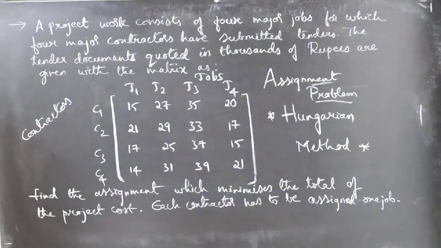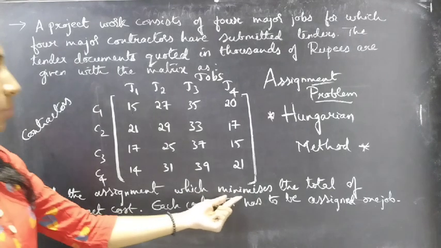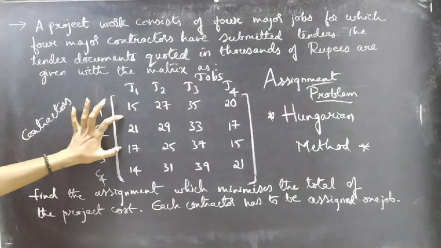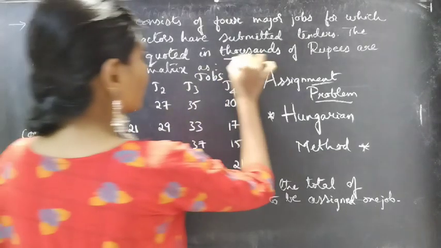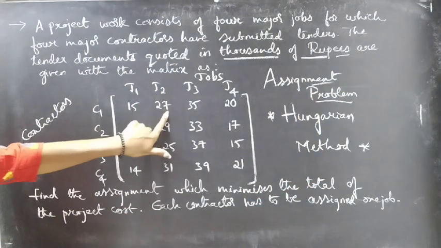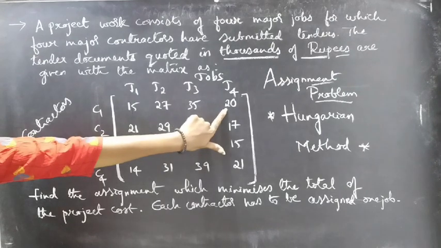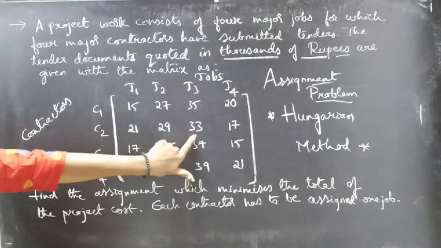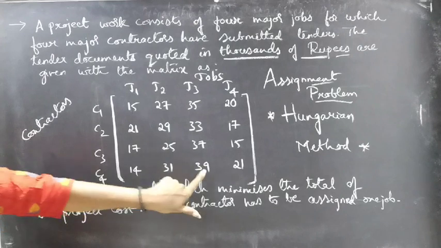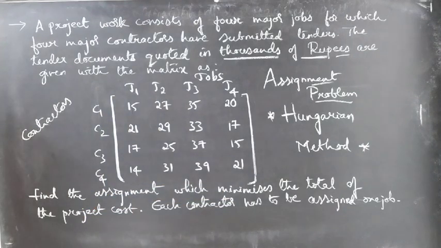Okay, so we are asked to find the assignment which minimizes the total of the project cost. That means which minimizes the total cost. Okay, so we are given a cost matrix which is given in thousands of rupees. Okay, 15 is nothing but 15,000, 27,000, 35,000, 20,000, 21,000, 29,000, 33,000, 17,000, 17,000, 25,000, 37,000, 15,000, 14,000, 31,000, 39,000, 21,000.